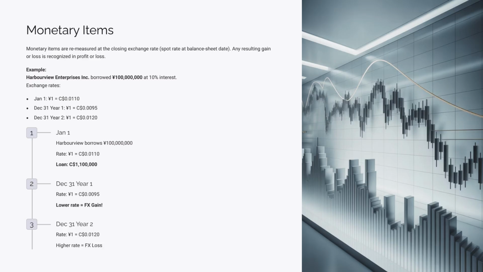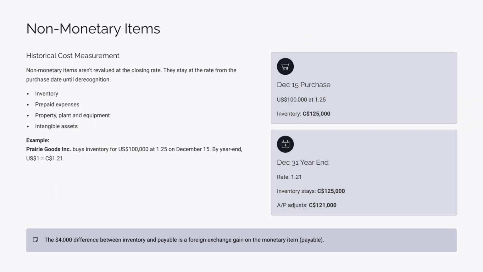At year end, the lower rate reduces the loan's CAD equivalent. That's a foreign exchange gain. Next year, when the rate rises, it becomes a loss. So monetary items fluctuate with exchange rate changes, but what about assets that don't? Let's talk about non-monetary items next.